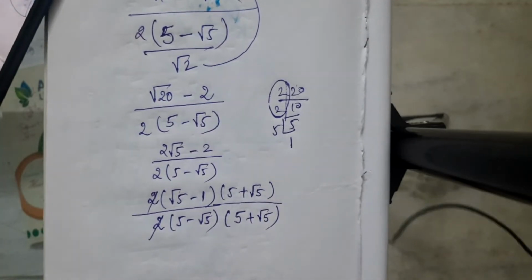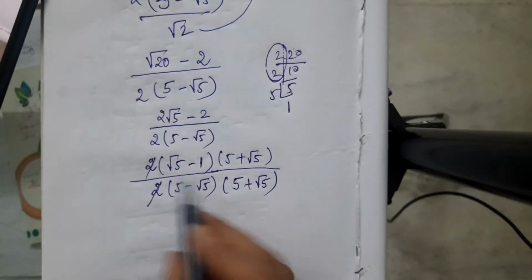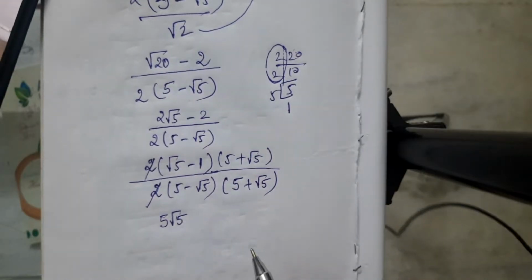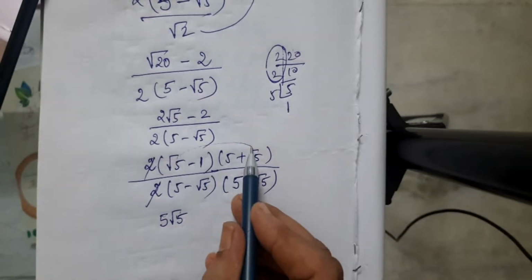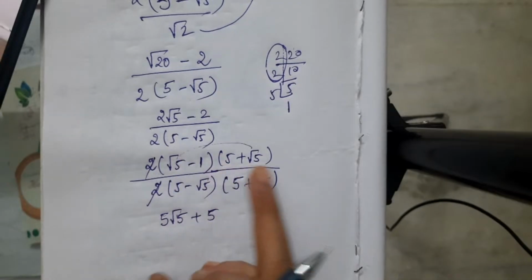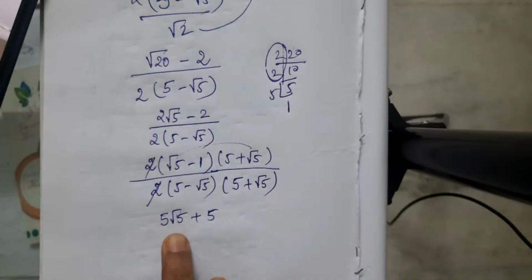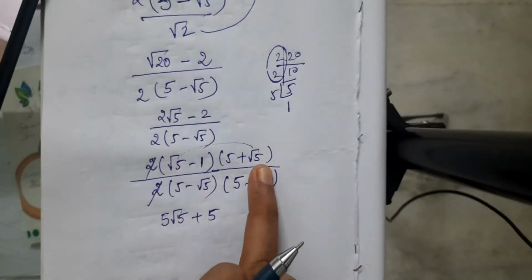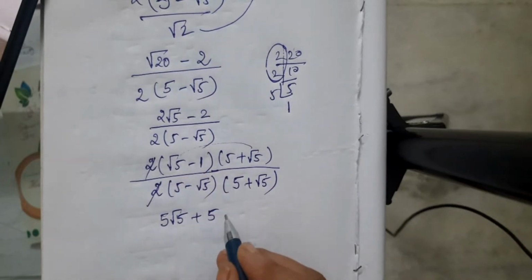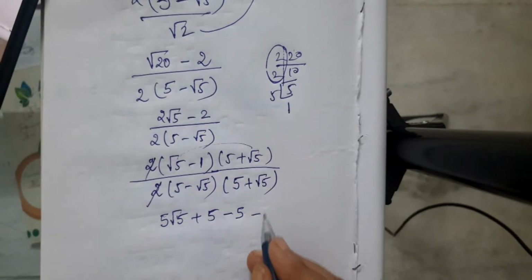Now if we multiply root 5 with 5, it's 5 root 5. Now multiply root 5 with root 5, so it's 5. Directly I'm multiplying the first number with the whole bracket. Root 5 multiplied by 5 is 5 root 5. Root 5 multiplied by root 5 is 5. 1 multiplied by 5 is minus 5. Minus 1 multiplied by root 5 is minus root 5.